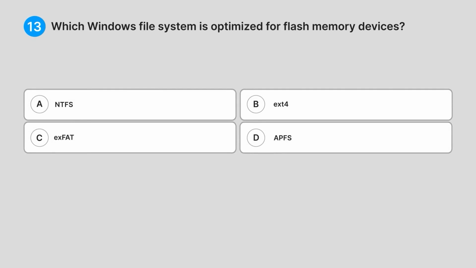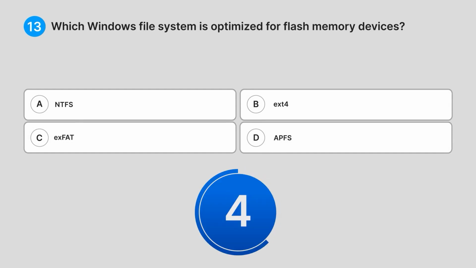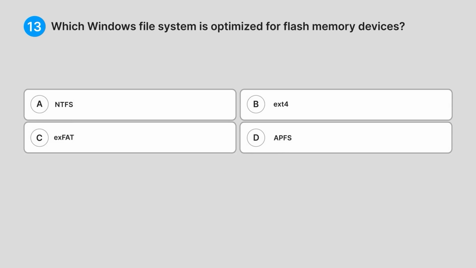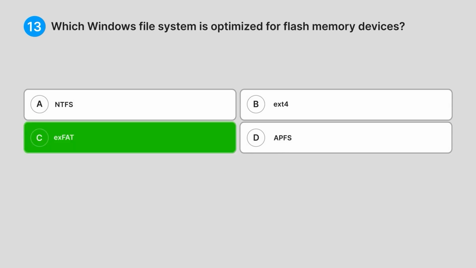13. Which Windows file system is optimized for flash memory devices? A. NTFS, B. ext4, C. exFAT, D. APFS. Do you know the answer? Correct answer, C. exFAT.